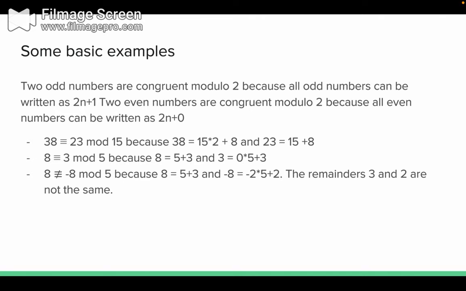In this other case, however, we have 8 is not congruent to negative 8 modulus 5 because 8 equals 5 plus 3, and negative 8 equals negative 2 times 5 plus 2. So as you can see, the two remainders are different. In one case we have 3, in the other we have 2.